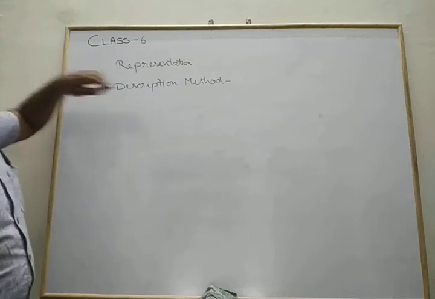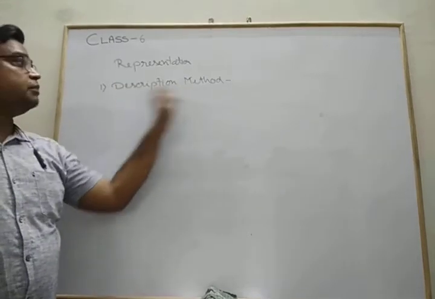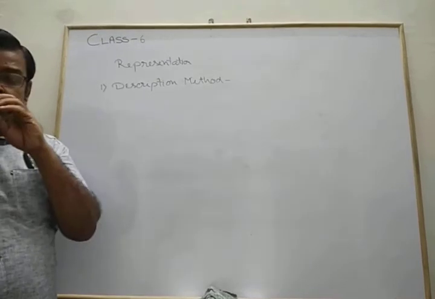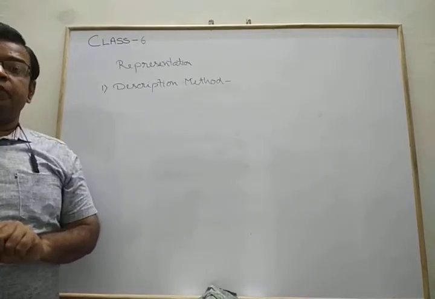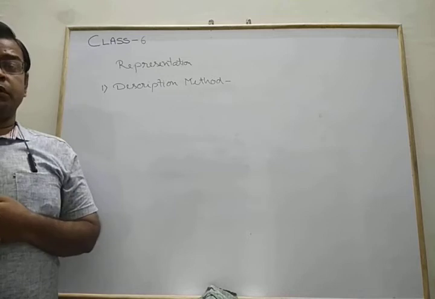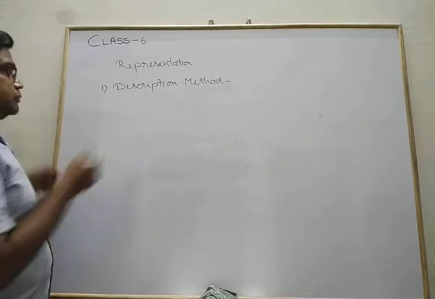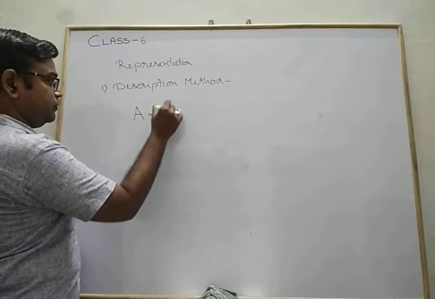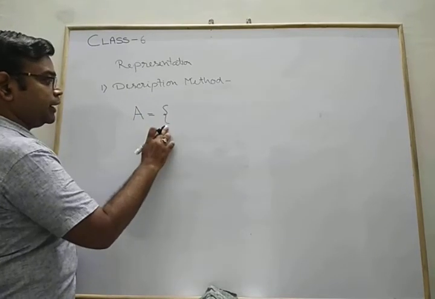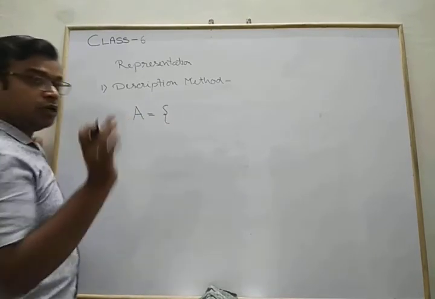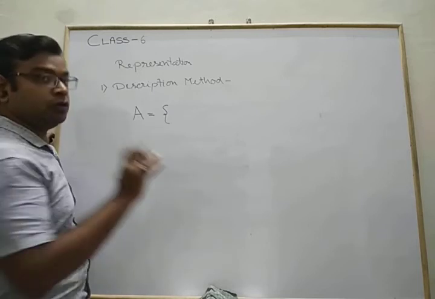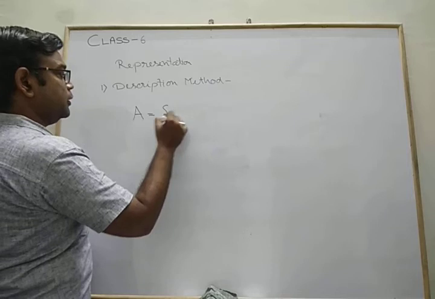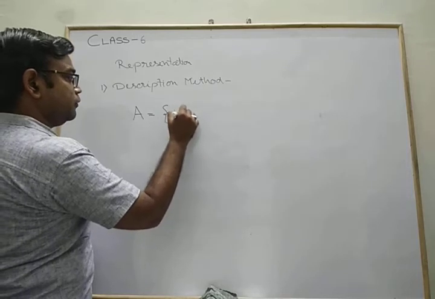First method is the description method. In this method, we write the statement in a descriptive way so that we can easily find out the members. For example, set A is a set of, in middle bracket, we always use curly braces, not small, not square, only this one. We can write vowels of the English alphabet.